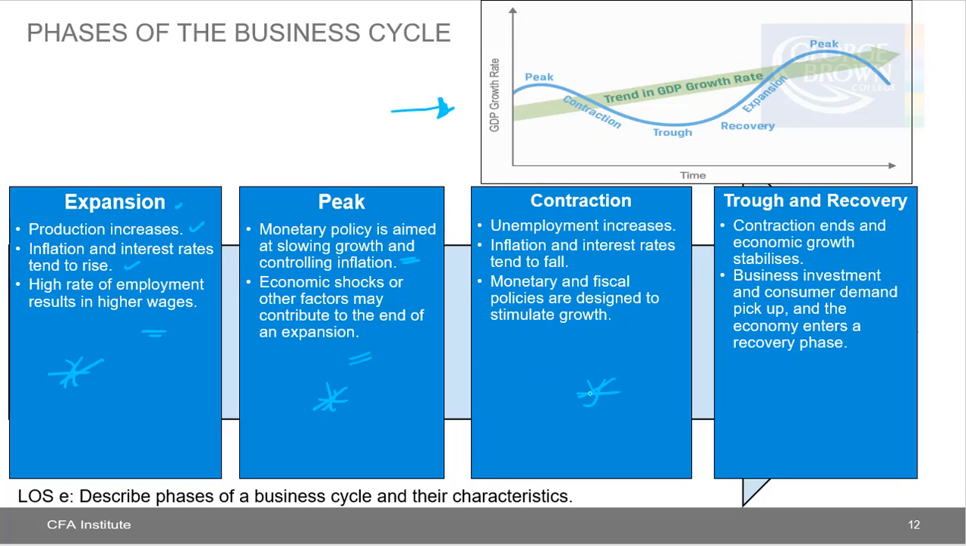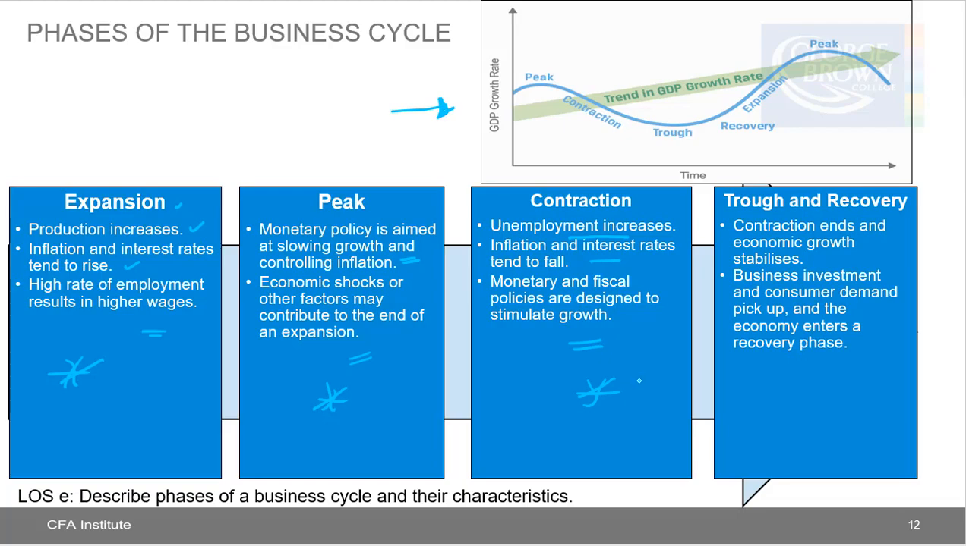When we're looking at the contraction phase, we can see here unemployment is starting to increase. Unemployment increases. Inflation and interest rates tend to fall, so that's the opposite to the expansion phase. And monetary and fiscal policies are designed to stimulate growth. Again, we're going to see more about monetary and fiscal policies later.